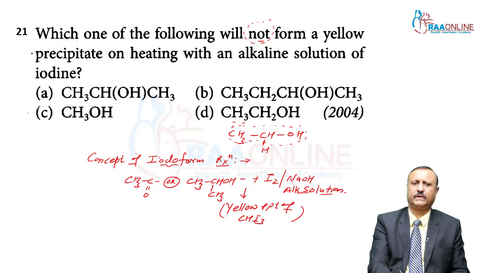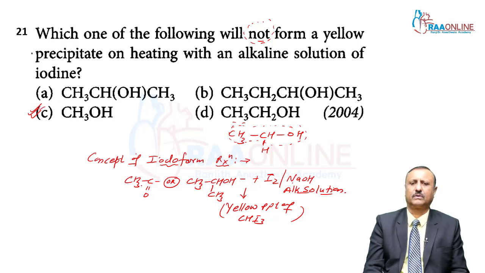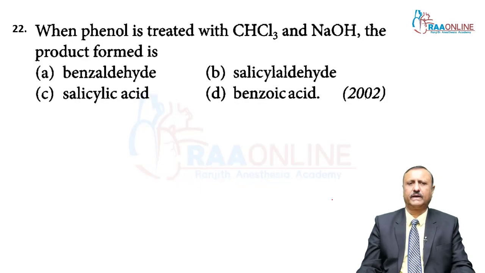The answer is C. In question 21, we can go for answer C, because here you cannot get the CH3CO group or CH3CHO group. Now, my dear students, we can see question number 22.